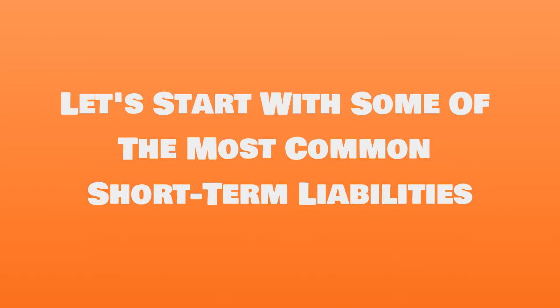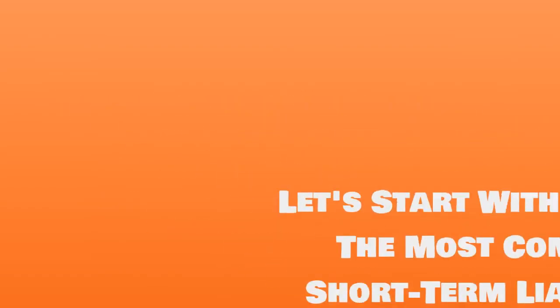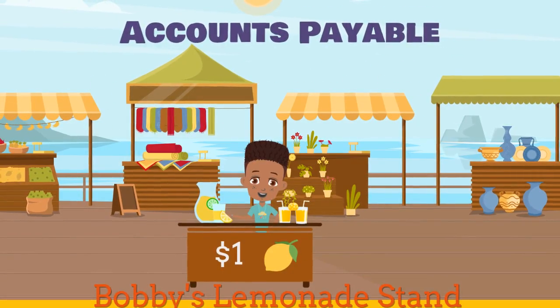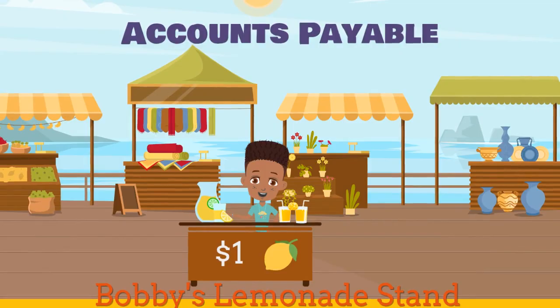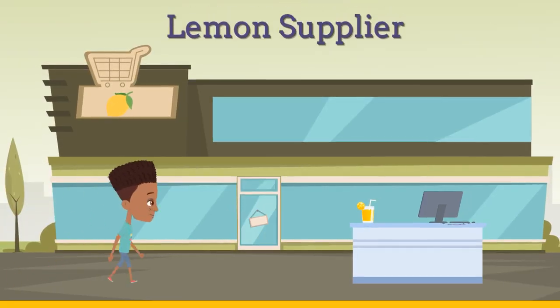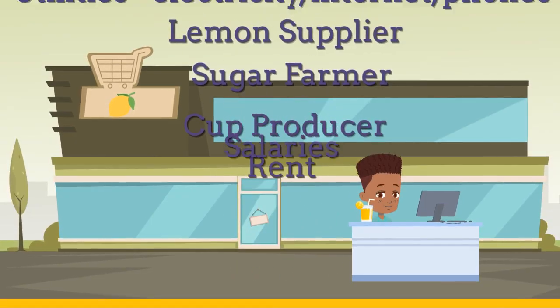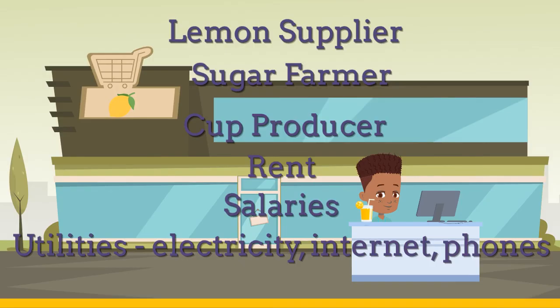Let's start with some of the most common short-term liabilities. Accounts payable. Let's visit Bobby's lemonade stand at the local market. Bobby's lemonade sells faster than he can make it. Since it's gotten so popular, Bobby has decided to scale up and increase his profits. Unfortunately, that upscale means that Bobby just can't take the lemons from his mom's kitchen. Now he has to pay a lemon supplier, a sugar farmer, a cup producer, rent on his new factory, salaries of employees, not to mention utilities.